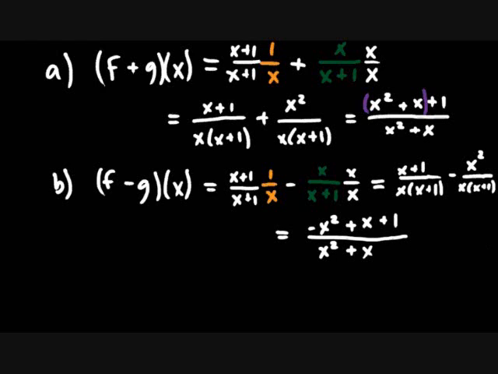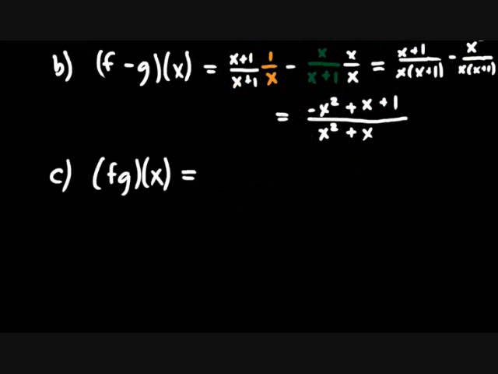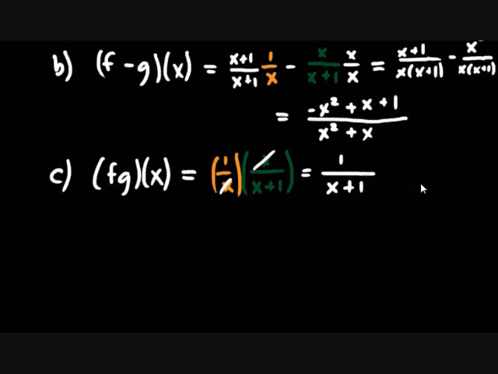And we can't really simplify this further, so that's the answer. That's all you have to do. Part C, we just have to multiply our two functions together, which gives us 1 over x times x divided by the quantity x plus 1. And so the x's cancel out, and we're left with 1 over the quantity x plus 1.